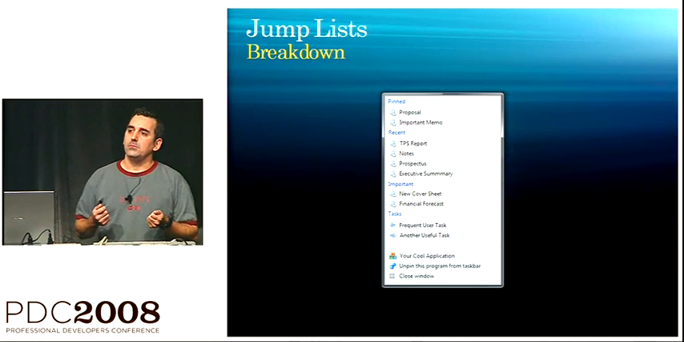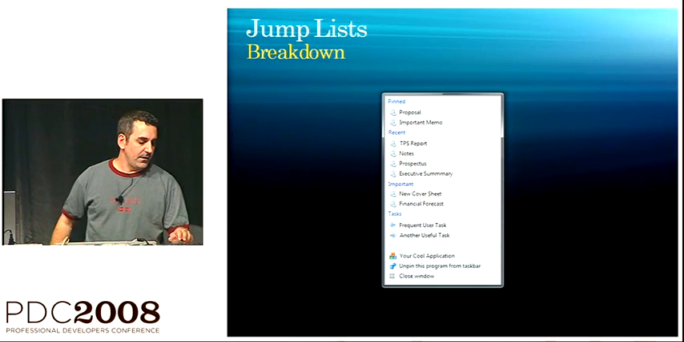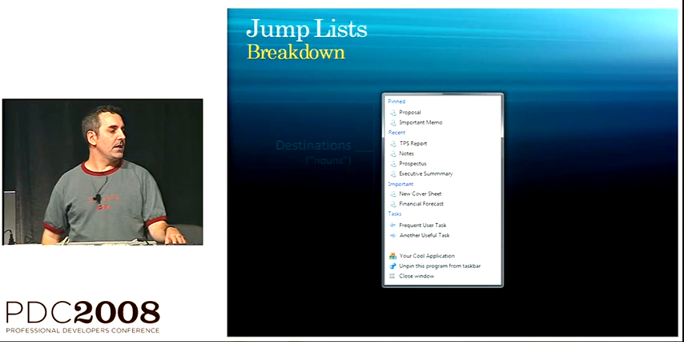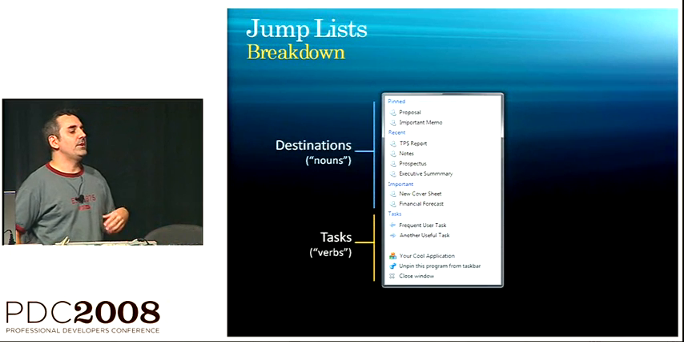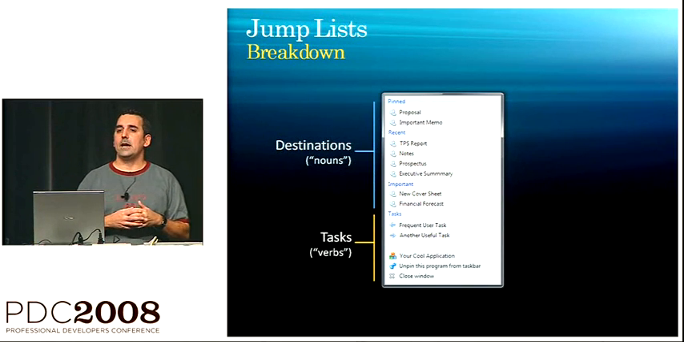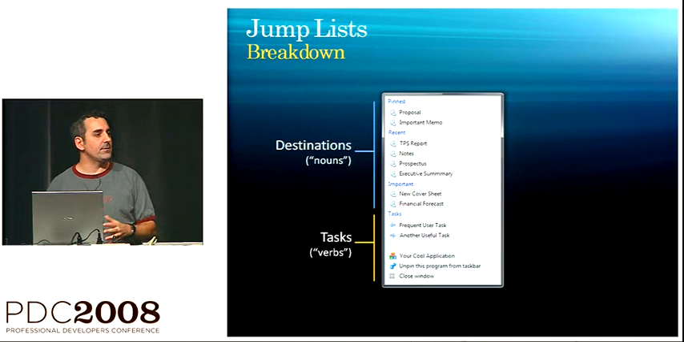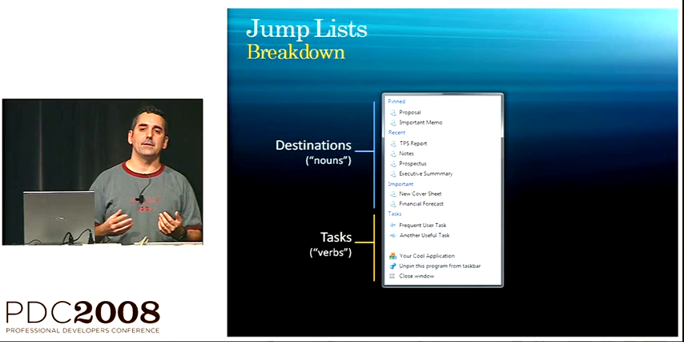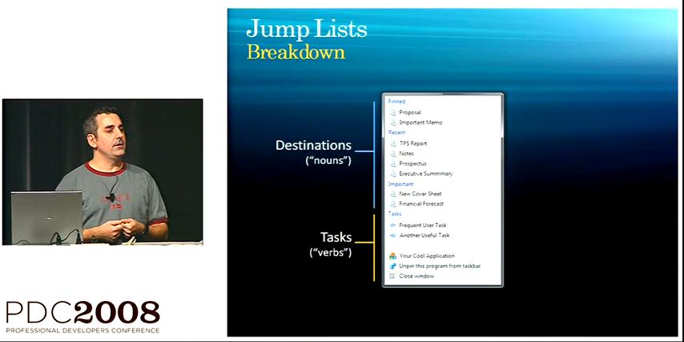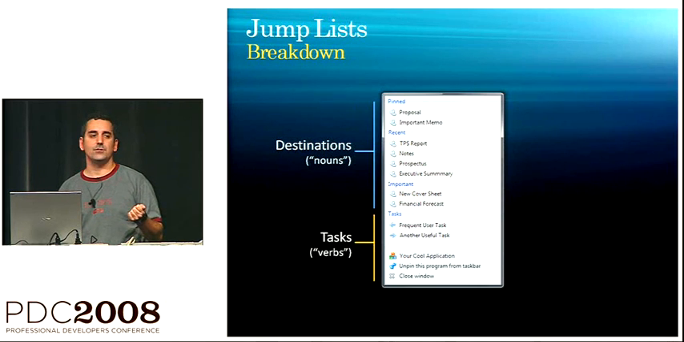So jump lists are actually composed of two main pieces. This is just an example I mocked up of what a very full jump list would look like. Jump lists are divided up into what we call destinations and tasks. Destinations are really just documents or perhaps URLs, a playlist, anything that your app would consume or create. A task is an actual action that your app could take. You can think of destinations as being nouns, the things, and tasks as the verbs.